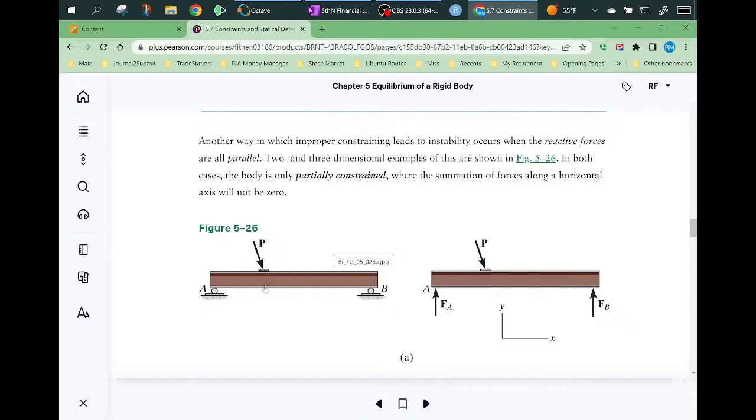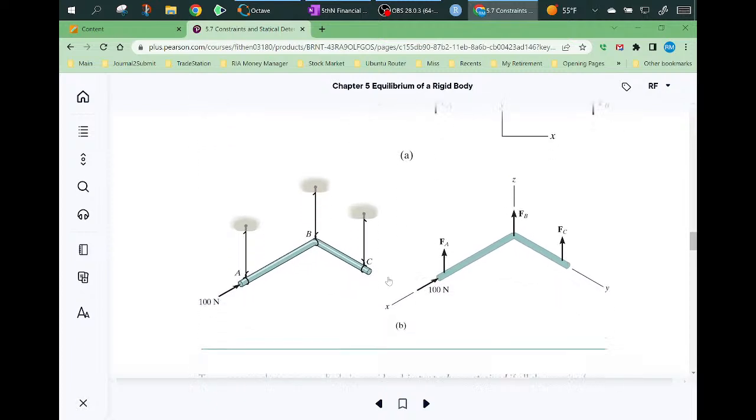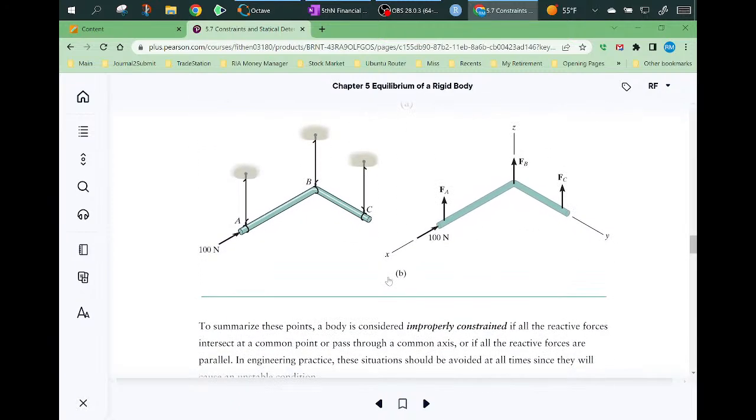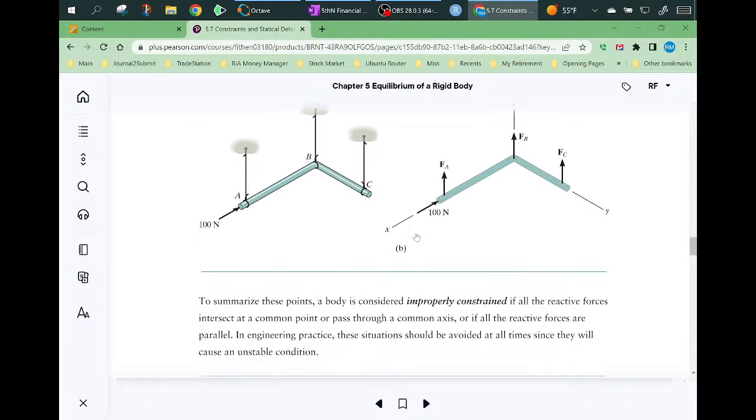Here's a partial constraint. They're called partially constrained, but it's still improper. You get a roller bearing here, or roller ball, whatever. You push this way, the beam is just going to start moving to the right. This is another one. Technically, you'll know that this has a weight, and so it'll move to a certain point where it offsets that weight. But if it had no weight, there's no answer there.